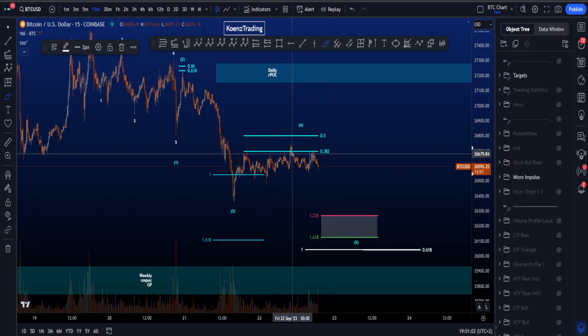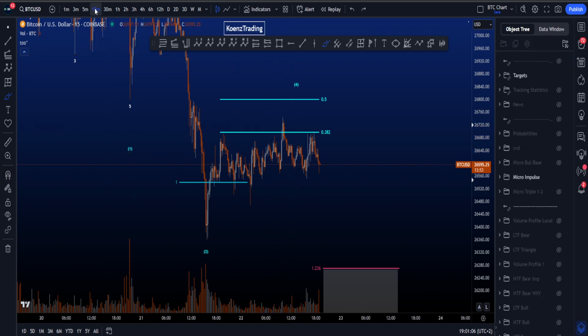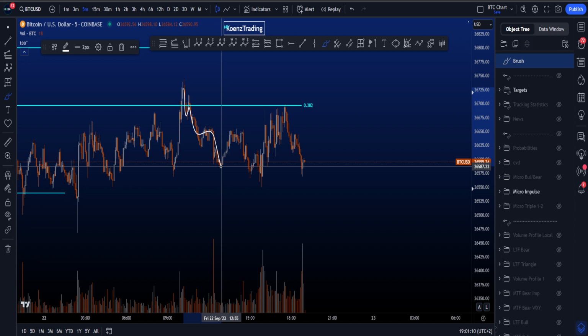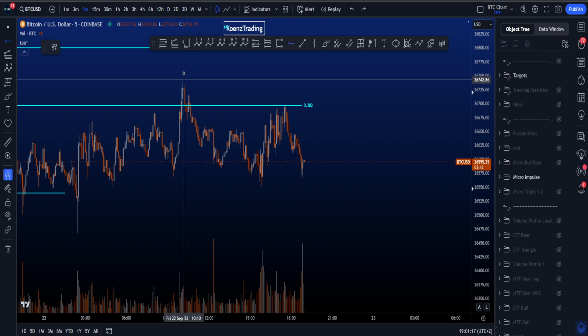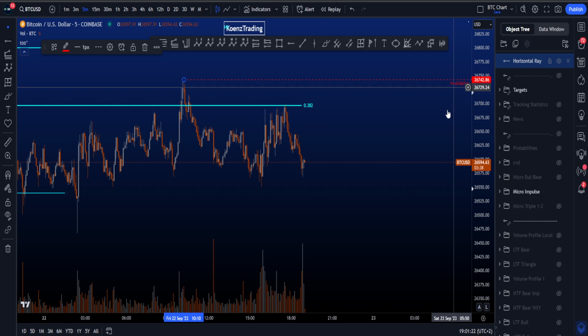Now in this scenario you want to see an impulse to the downside, and if we quickly zoom in to this structure over here specifically, then you can count a 1, 2, 3, 4, 5 wave over here, potentially an ABC corrective structure, for then continuation to the downside. Of course this is invalidated the moment price reaches this high at 26,742.